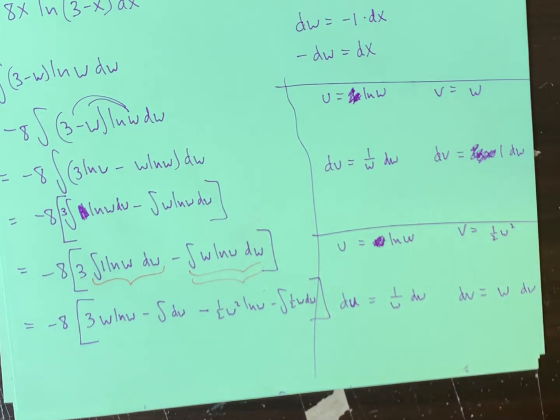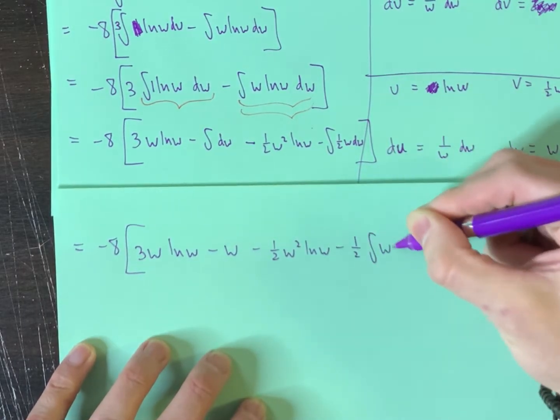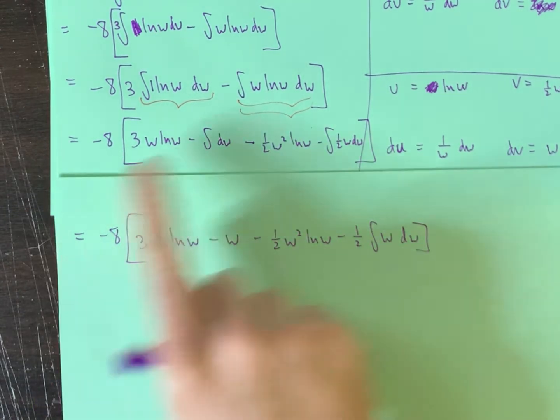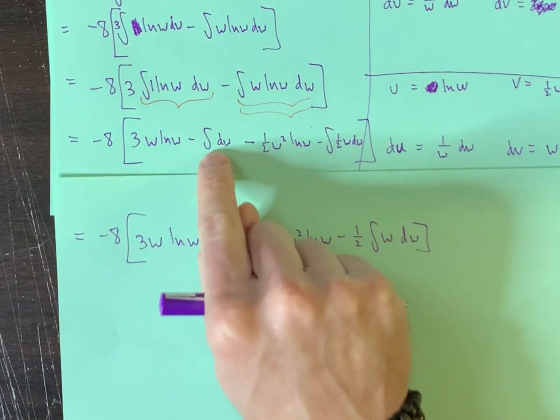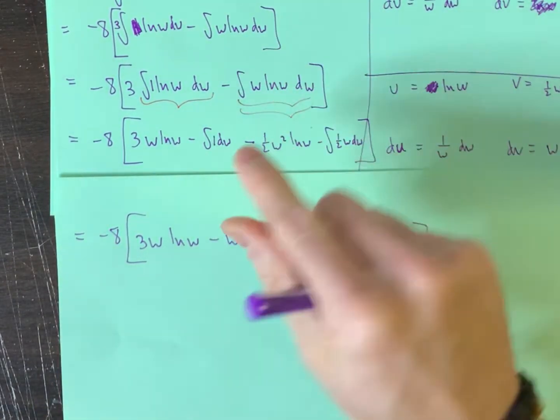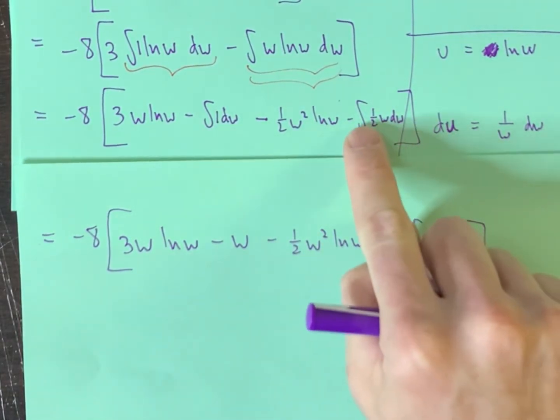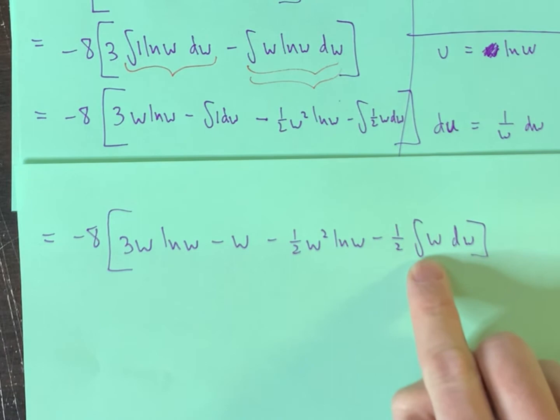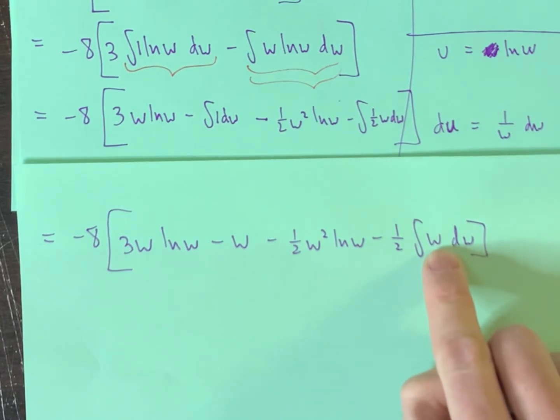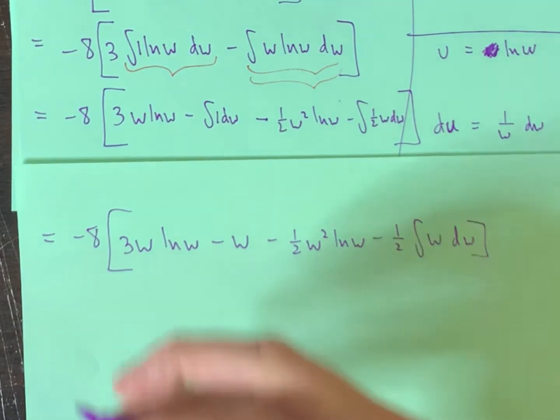Let's just rewrite this. So let me explain what I did. Everything stayed the same except for this. The antiderivative of 1 dw is just w. That stayed, that stayed. Here I took out the 1/2 to the front. So now the antiderivative of w is, of course, 1/2 w squared. So let's make that change.